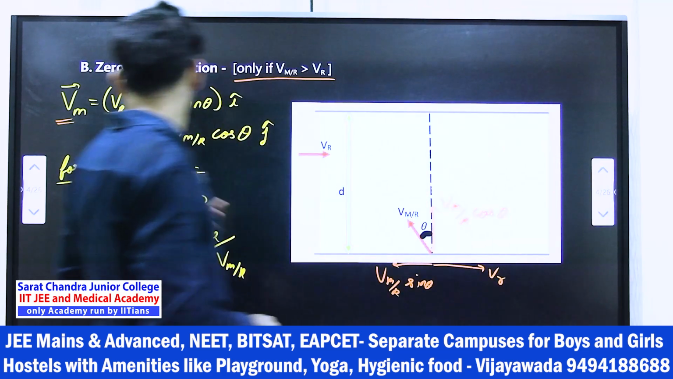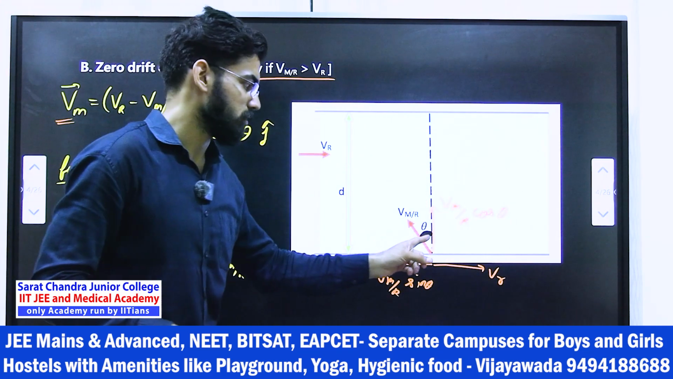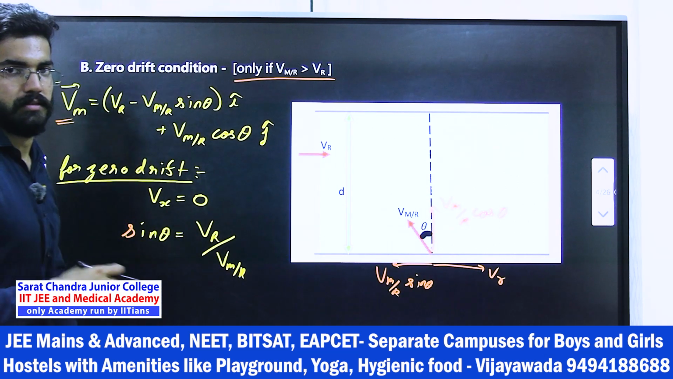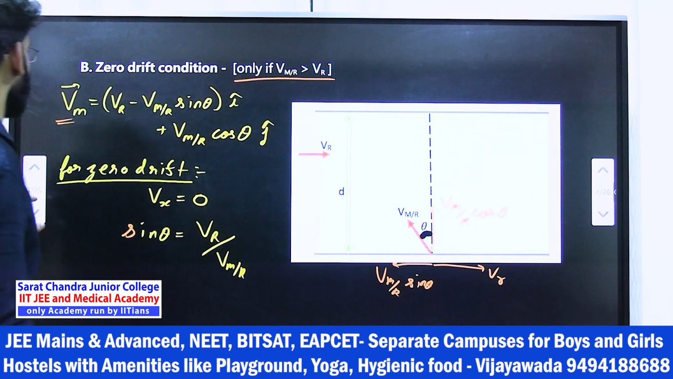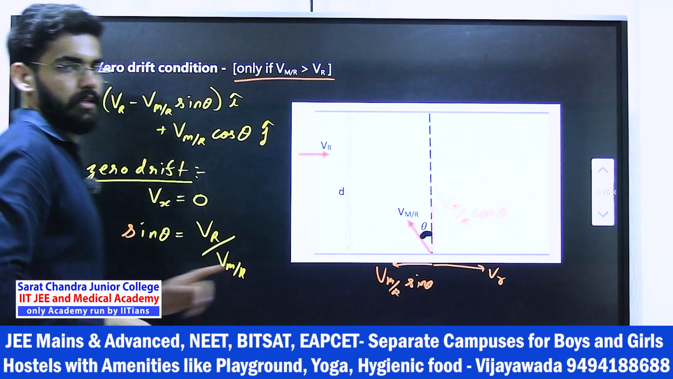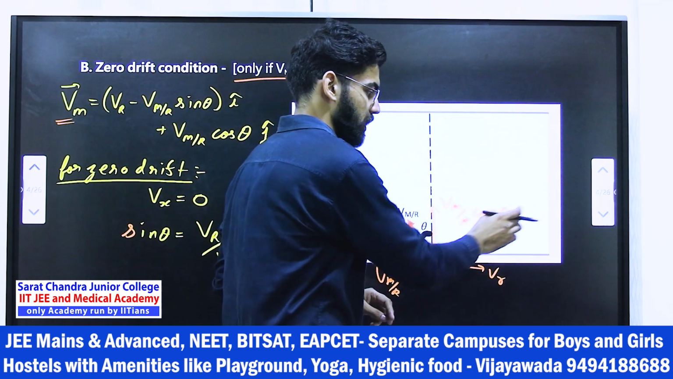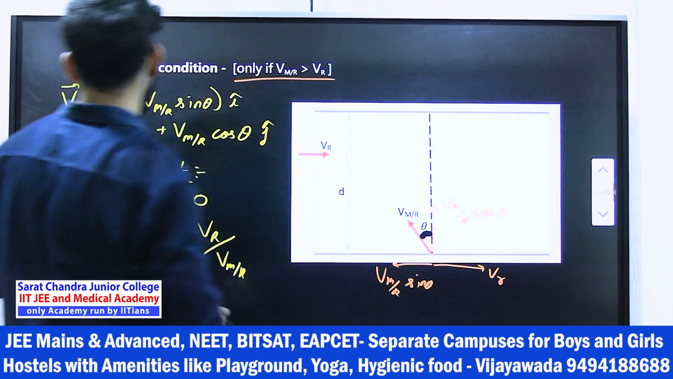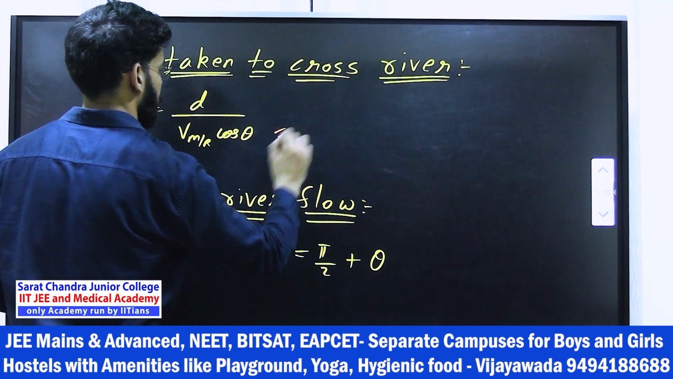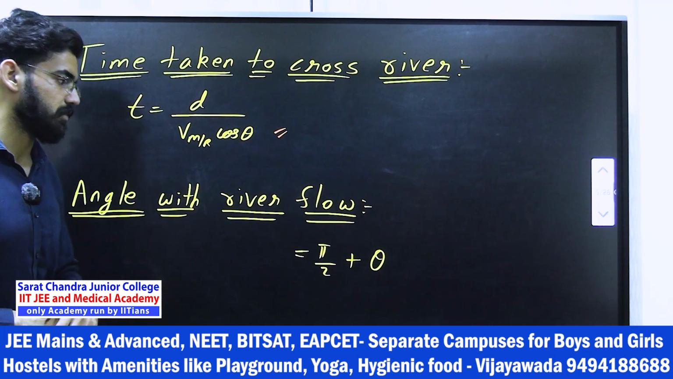Okay, so that's how I got the 0 drift condition. If this angle theta is with the vertical, then sin theta is VR by Vm by R. Understood? Next, you see the time taken to cross the river. Time taken will be in the vertical direction, as I explained already. So the velocity is Vm by R cos theta, and the distance is D. So time taken will be D upon Vm by R cos theta. Understood?